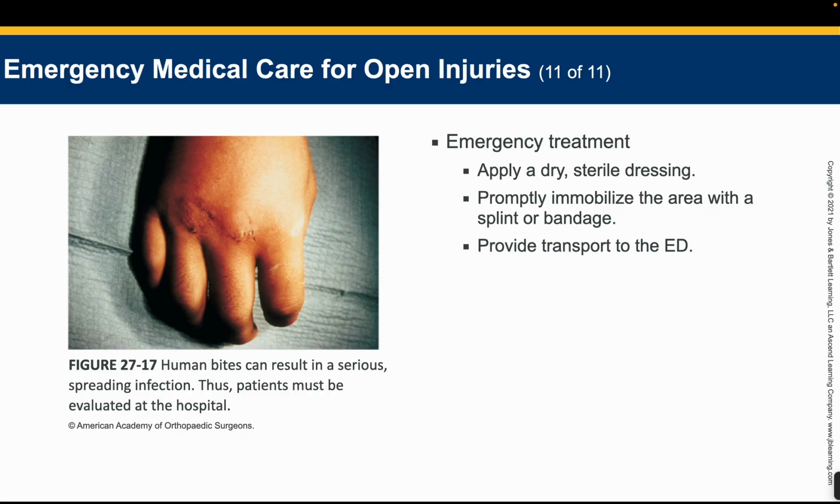Remember, with wounds like this, especially human bites, the biggest concern is infection. So early and proper care really matter.